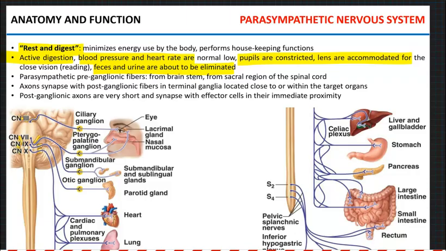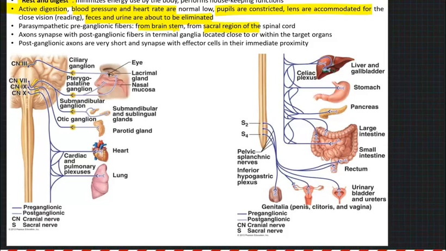So, what is the origin of the preganglionic neurons of the parasympathetic system? Brainstem and sacral region of the spinal cord. So let's take a look. So in this image you see, don't worry, it's much simpler than what you see. You see that there are 4 cranial nerves that carry parasympathetic fibers. And there are a couple of sacral nerves that also carry parasympathetic fibers. Okay? Now, what's important is that overcomplicated statement here. Axons synapse with postganglionic fibers in the terminal ganglia that are closer within the target organs.